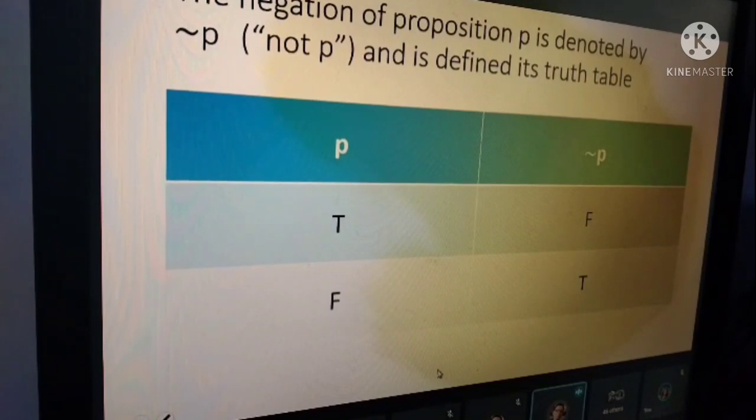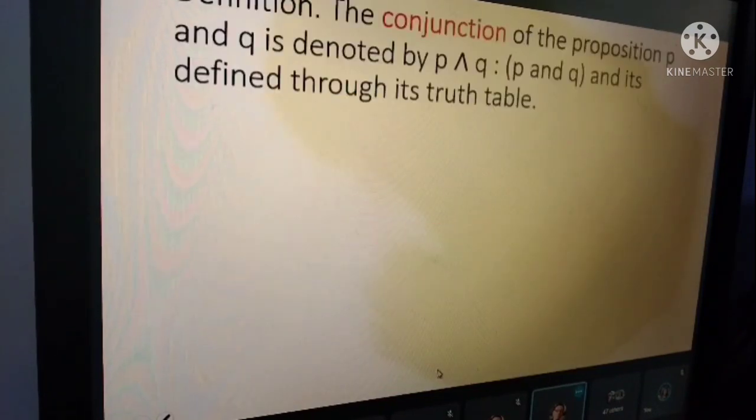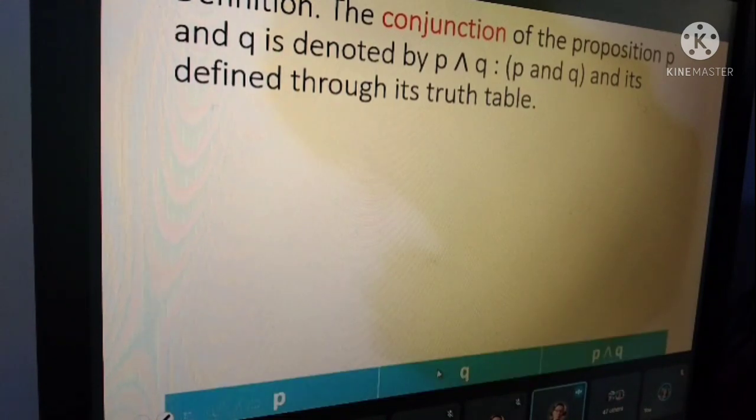Okay, so the negation of proposition P is denoted by not P, that is the symbol, and is defined in a truth table. Conjunction: the proposition P and Q is denoted by P and Q, and it is defined by its truth table.